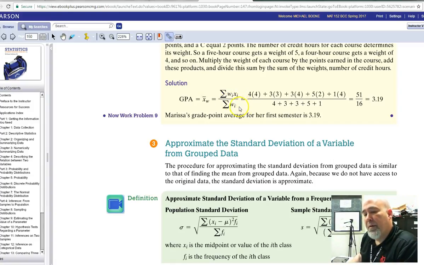So when we do that, what we see is we have a 4-hour class, so they got an A in it, a 3-hour class got a B in it, a 3-hour class got an A, a 5-hour class they got a C, and a 1-hour class they got an A. And we're going to divide by the total number of hours that they took. So this is how you calculate a GPA.